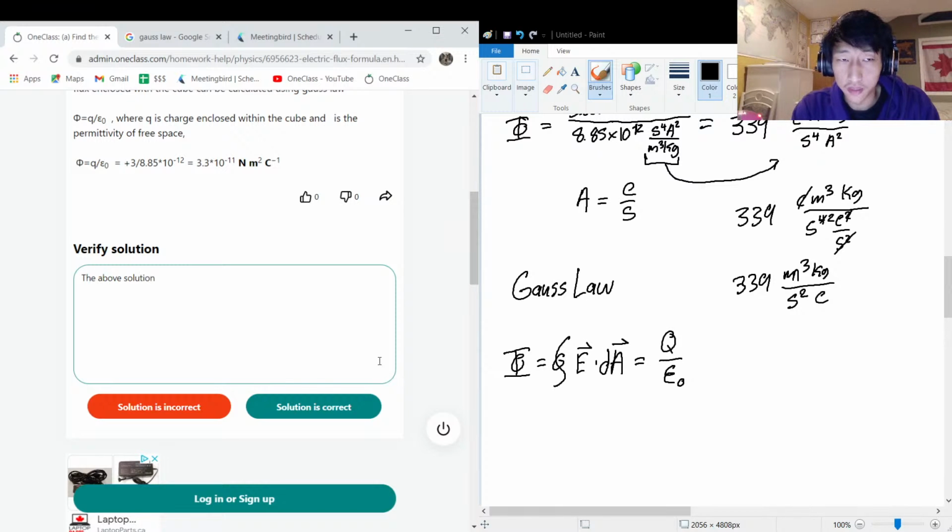Actually, the above solution forgets the times 10 to the power of -9 factor on the charge when calculating electric flux. It also does not comment on using Gauss's law to find the electric field given the electric flux.